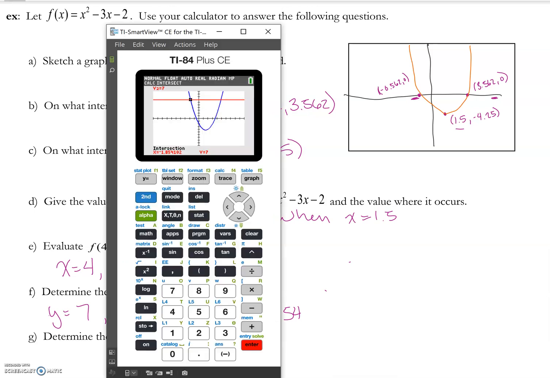I have another point of intersection, so I'm going to do this one more time. Second trace. Number 5 says intersect, and I just move my blinky dot using the left and right arrows on my calculator to that other point of intersection. And make sure I'm on it, and I hit enter 3 times. And I get that the other point of intersection when y equals 7 is the x value 4.854.